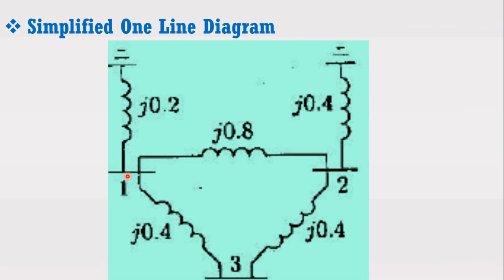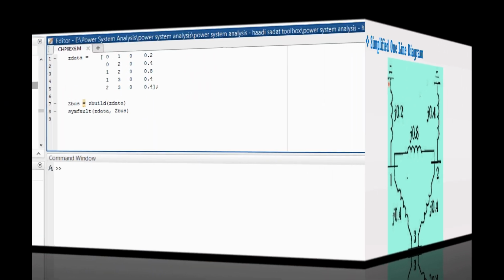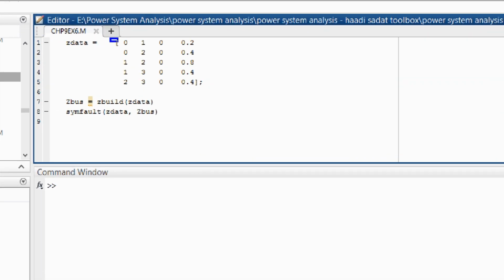It can be observed that the generator is connected at bus 1 having the reactance of 0.2 per unit. It means that this generator is connected from bus 0 to bus 1. Therefore, in the MATLAB program, you can see in the first column 0 is written and in the second column 1 is written. In the third column 0 is written because resistance is not given in the data. Whereas in the last column reactance of 0.8 is written to represent the reactance of the generator.